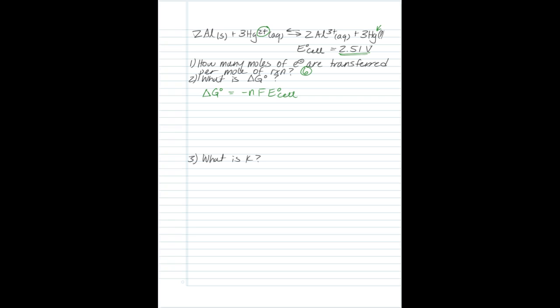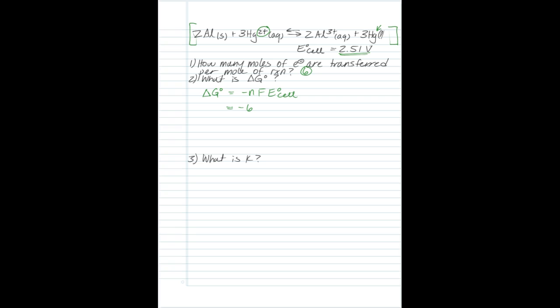So if we use this, we're going to substitute in the 6 for the n, that's the moles of electrons. And by the way, when I say per mole of reaction, I mean per this unit of reaction. This unit of reaction has the stoichiometry of 2 aluminums adding to 3 mercury 2 plus ions. This whole thing is 1 mole of reaction, regardless of the stoichiometry, as long as it's the lowest possible stoichiometry without having fractions. That's per mole of reaction.